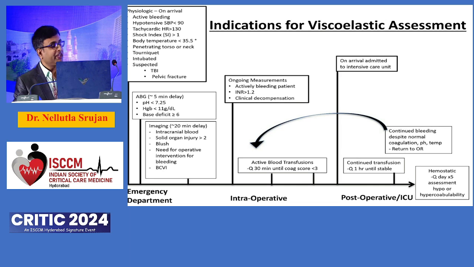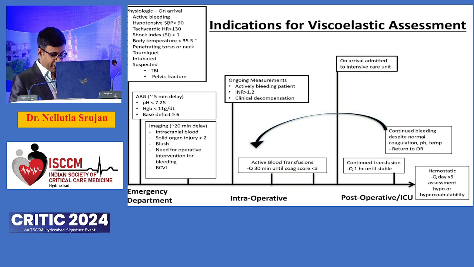Now coming to what are the indications of this viscoelastic assessment. Why do we need this? Usually a trauma patient arrives in the ER in an actively bleeding state, in a shock condition, with penetrating injuries, acidotic, with intracranial bleed, with a solid organ injury, and these patients need an initial TEG to rule out any coagulation abnormalities.